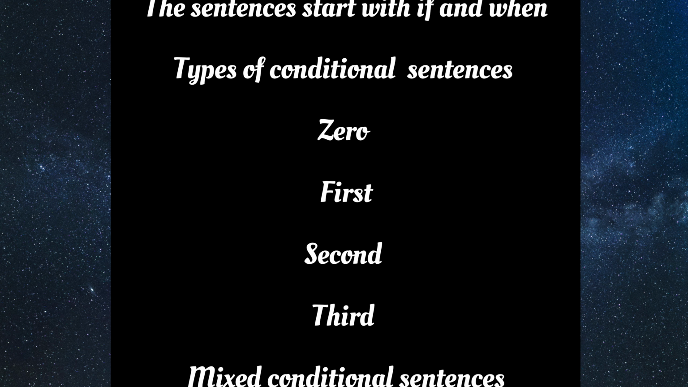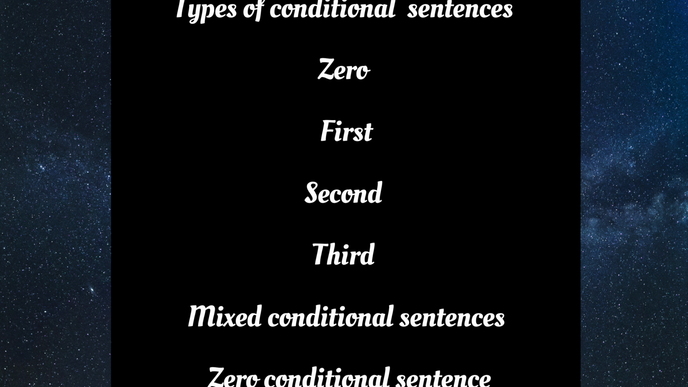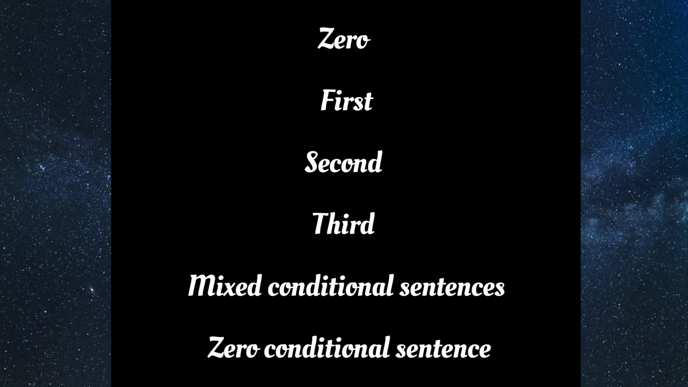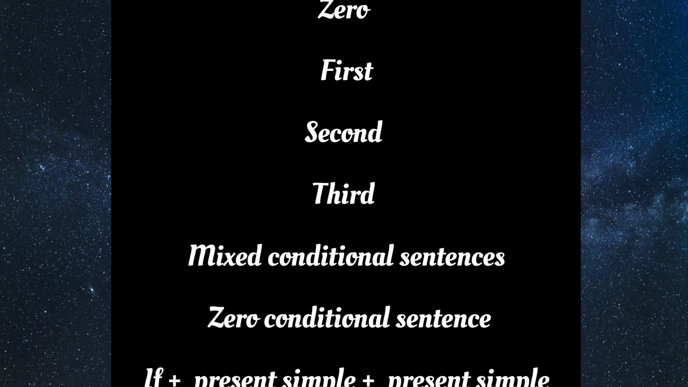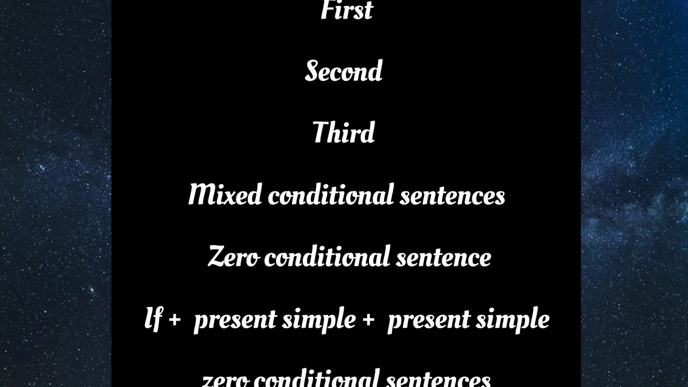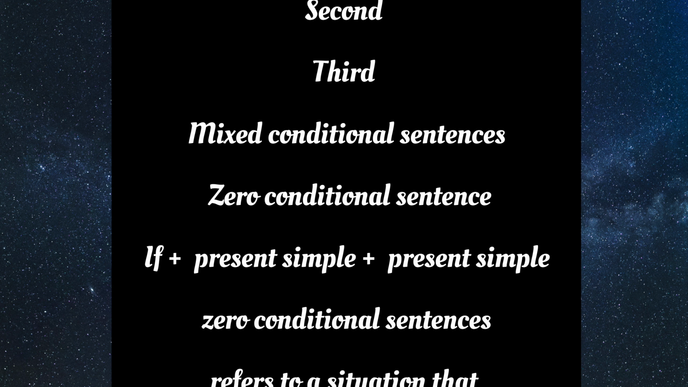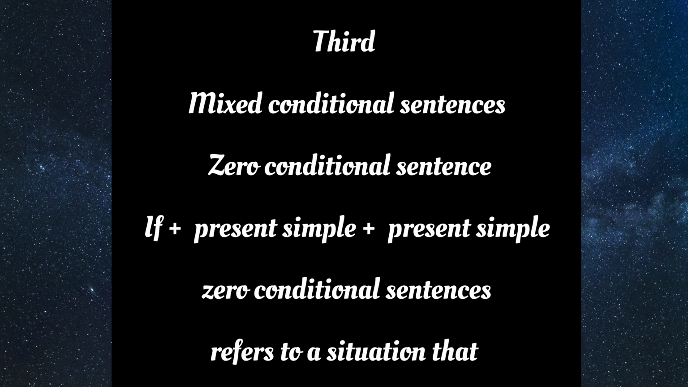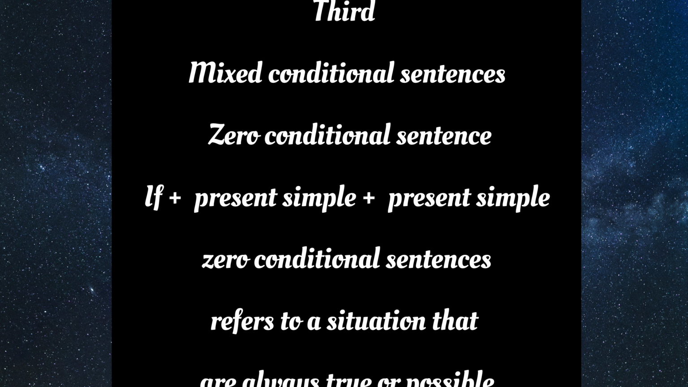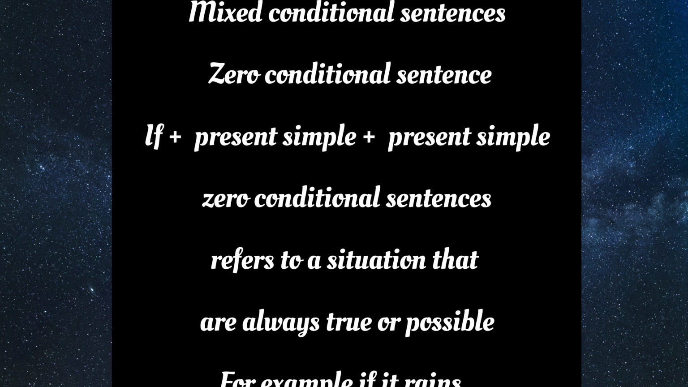The sentences start with if and when, and we have five types of conditional sentences: zero conditional sentences, first conditional sentences, second conditional sentences, third conditional sentences, and then mixed conditional sentences. So let's talk about the first type, which is the zero conditional sentence.